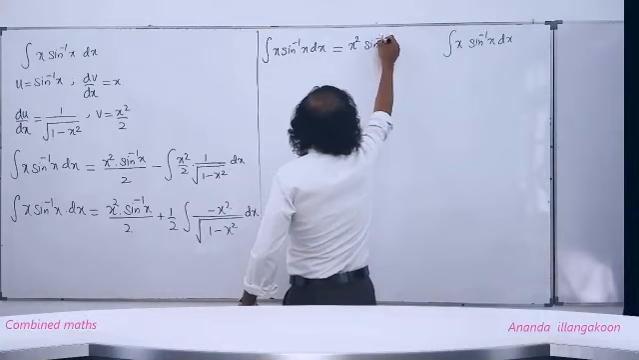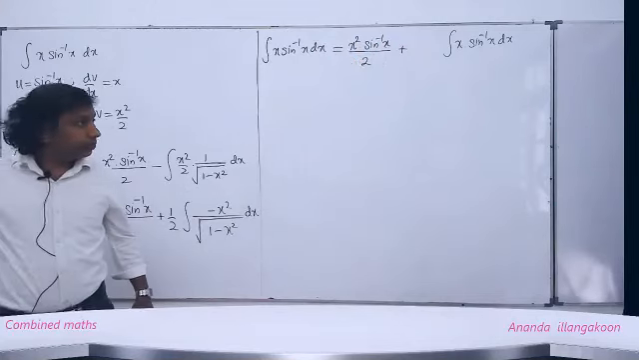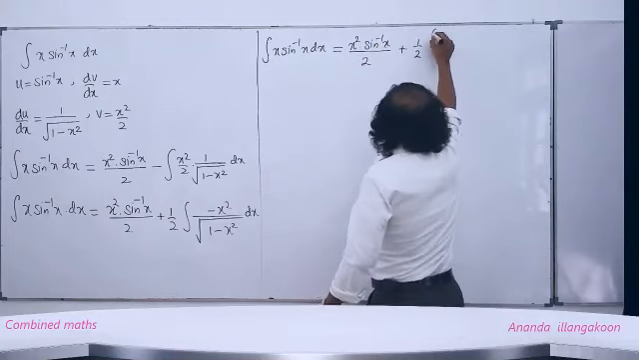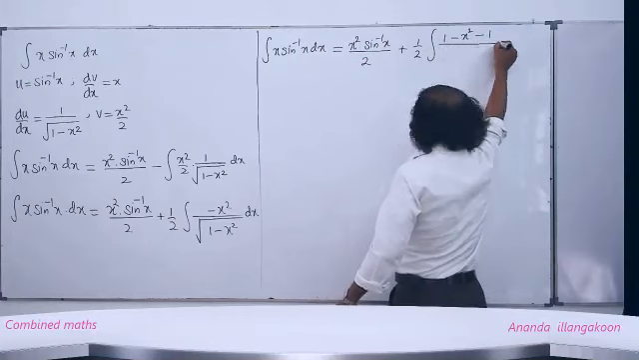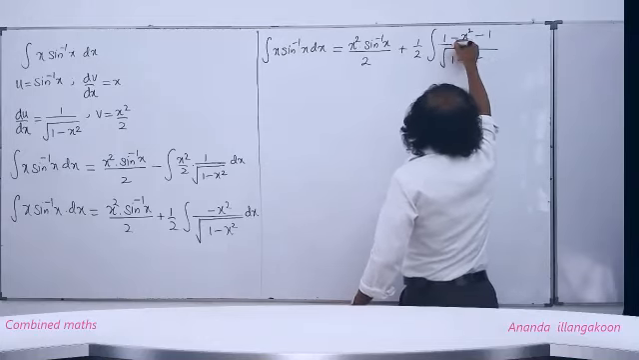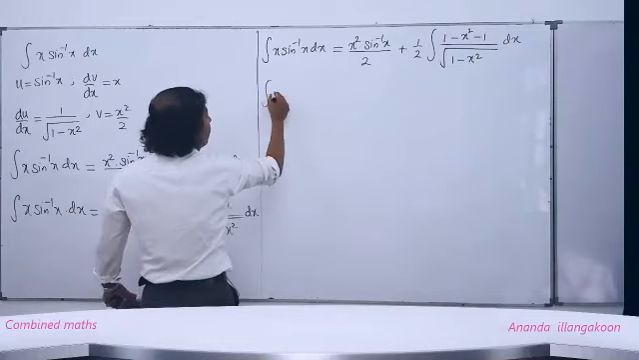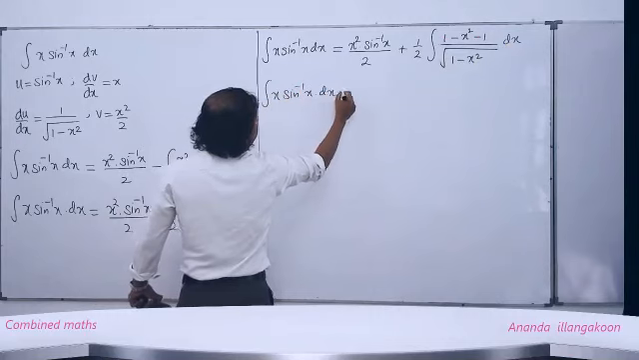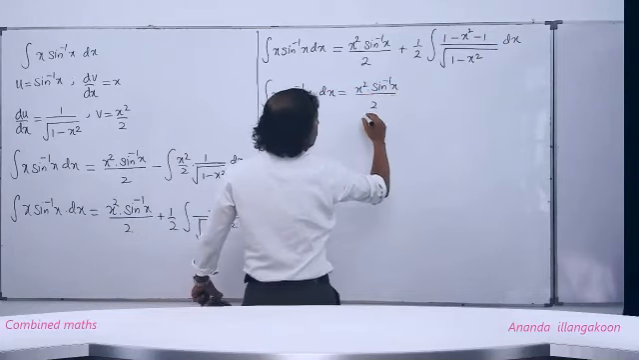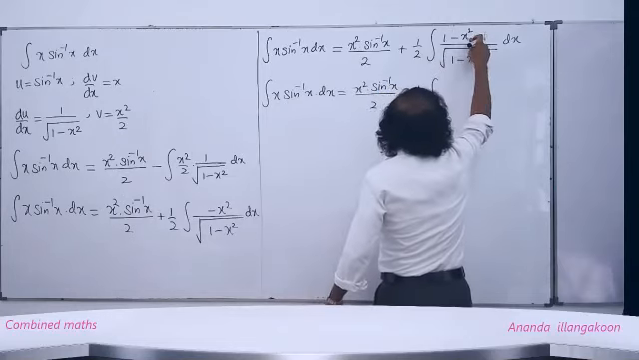X squared sine inverse x by 2 plus, right, half, add 1 and subtract 1, like this. This way. Integral of x sine inverse x dx, x squared sine inverse x by 2. Right.